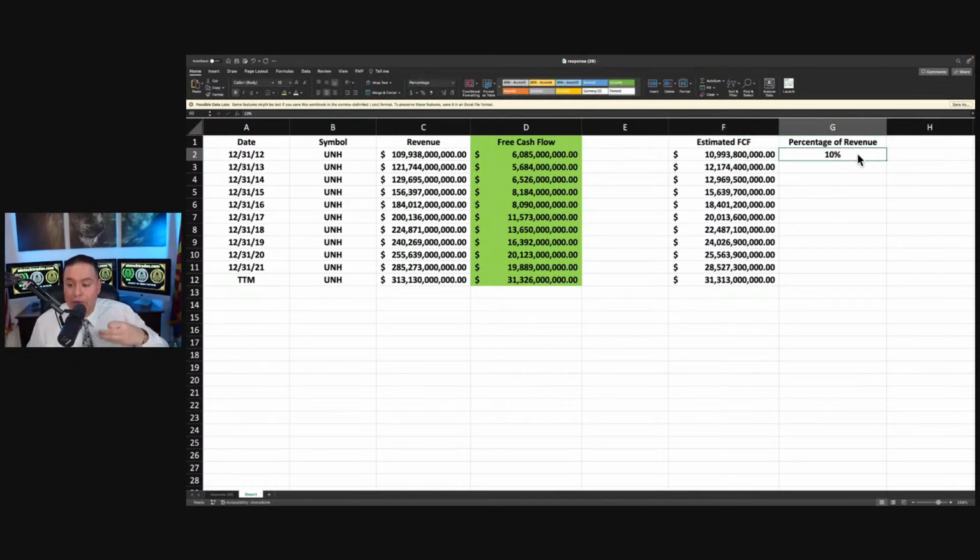But what we're going to do is a 5% calculation, an 8% calculation, and a 10% calculation based off of the revenues for Clover Health in this intrinsic value.